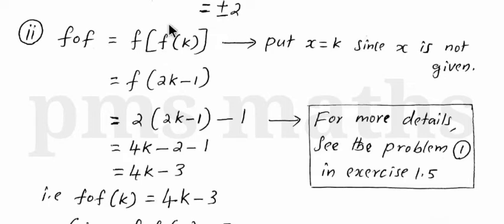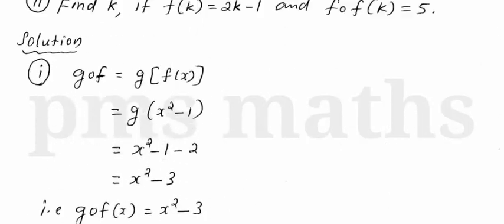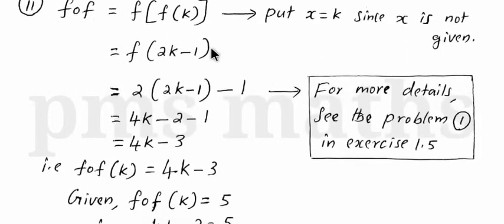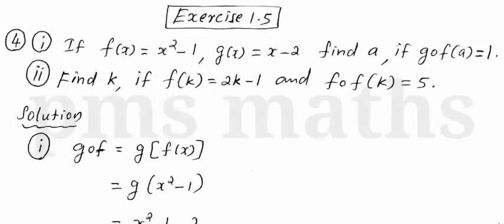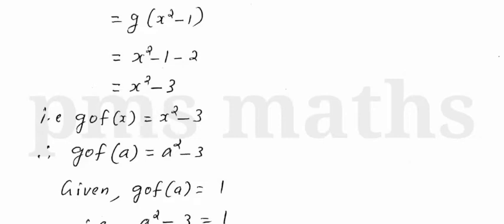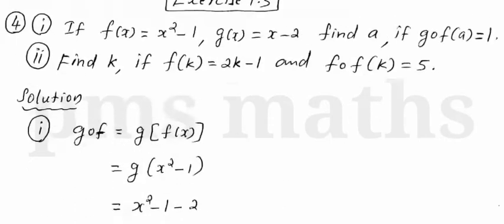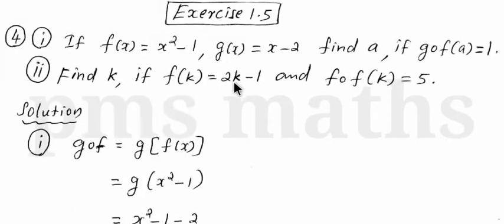Then substitute the value of f of k. What's the value of f of k? In second one, f of k is nothing but 2k minus 1. That value can be substituted here. Then find out f of 2k minus 1. f of 2k minus 1 means in f of x, substitute x is equal to 2k minus 1. Here instead of k we can write 2k minus 1. Here 2 into, instead of k we can write 2k minus 1.